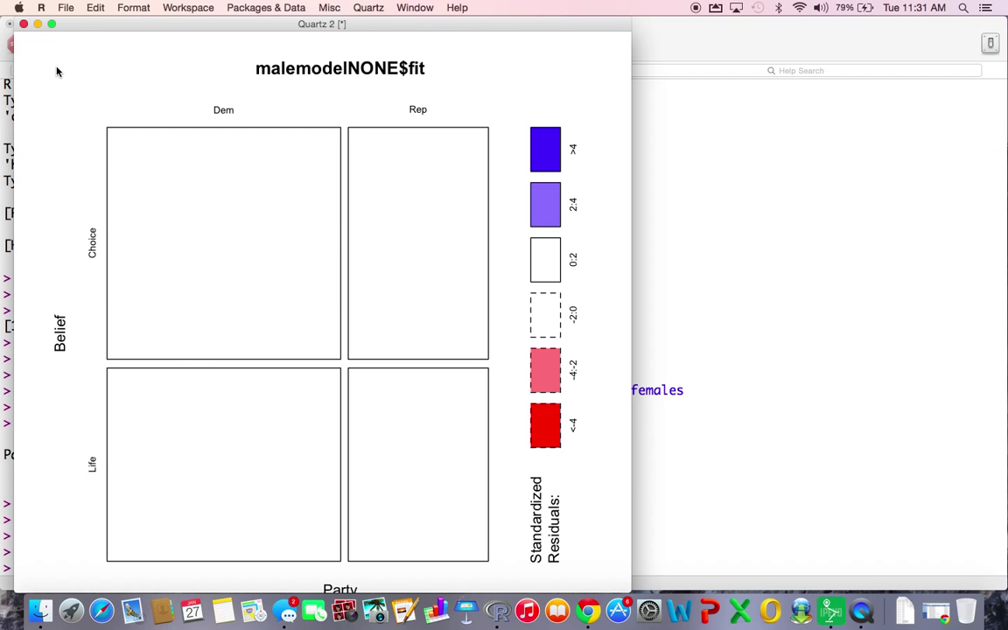Now, what this is telling me is there's something going on with the interaction. Comparing pro-life and pro-choice across each without the interaction of the two isn't really giving us substantial information. So we're going to play that out.